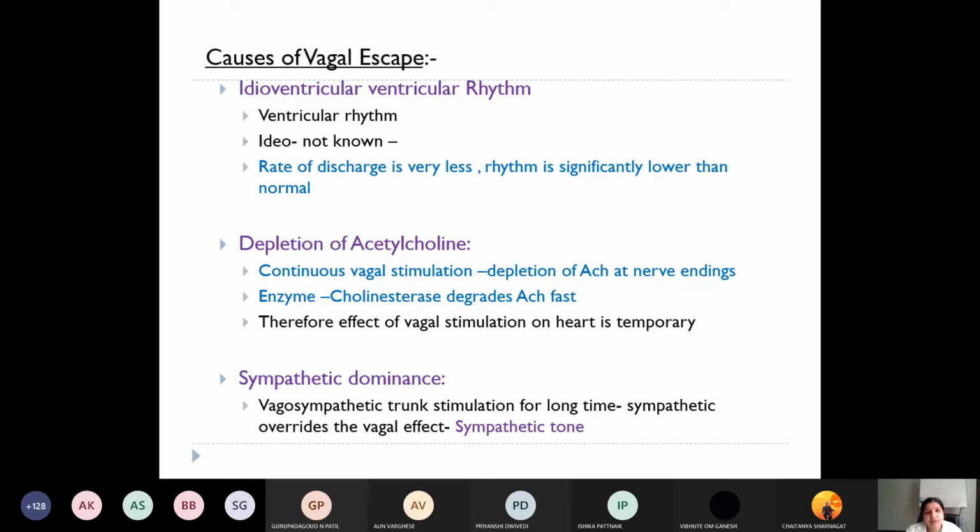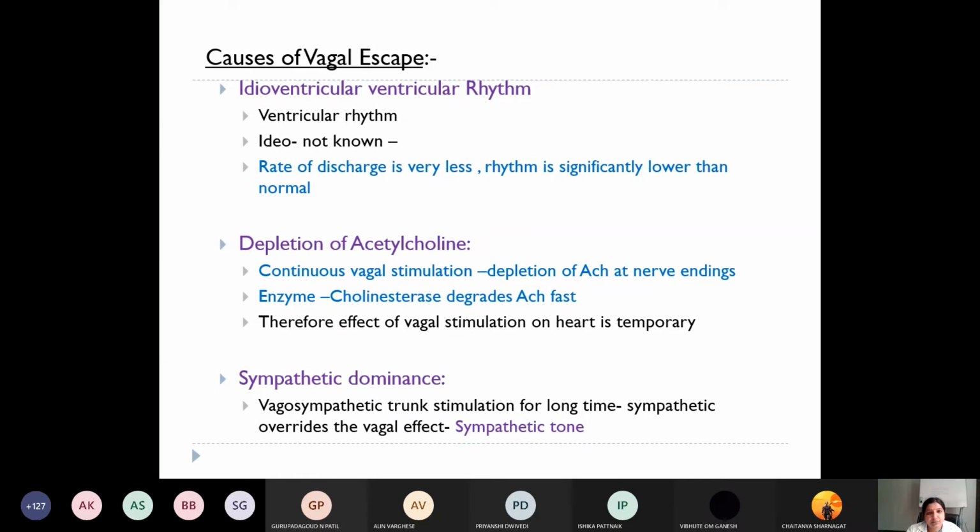That's why there is depletion of acetylcholine at the nerve endings. This is again supported by the fact that the enzyme cholinesterase is very fast in degrading the acetylcholine present at the neuromuscular junction. Because of depletion of acetylcholine, the vagal stimulation of the heart is temporarily blocked and the heart resumes its idioventricular rhythm, right? This is the second theory that explains vagal escape.